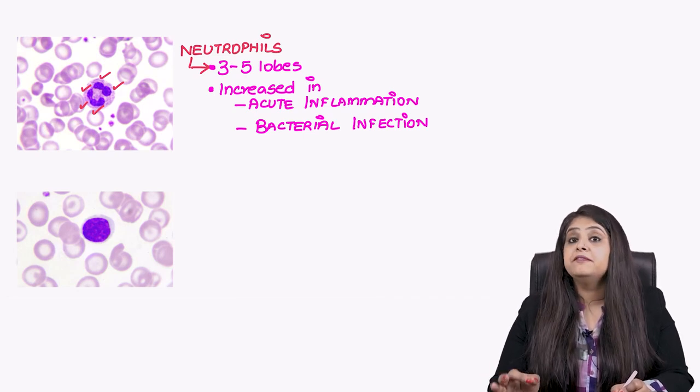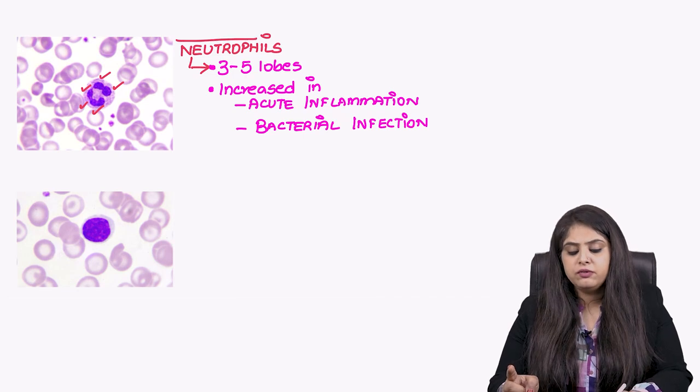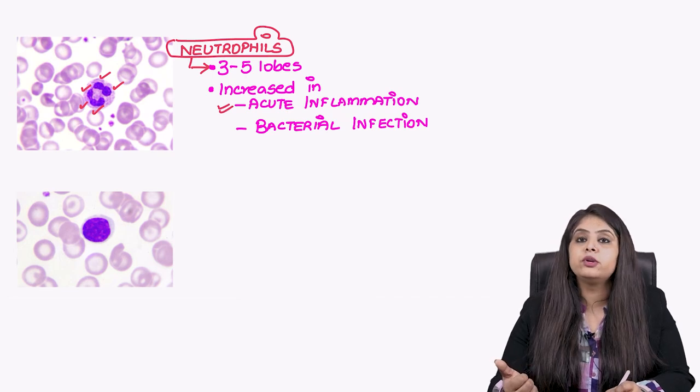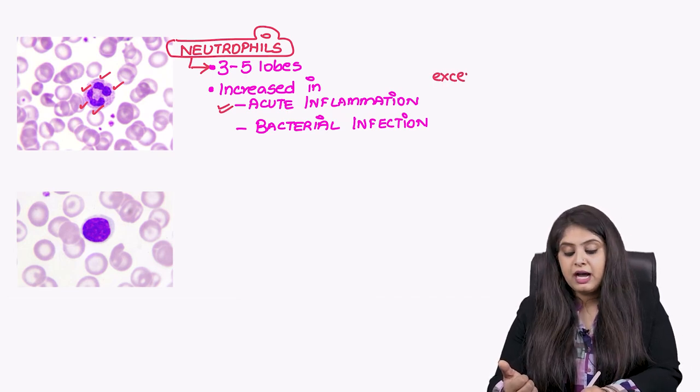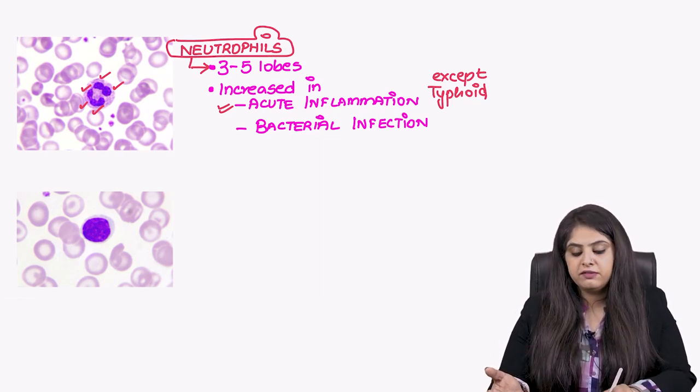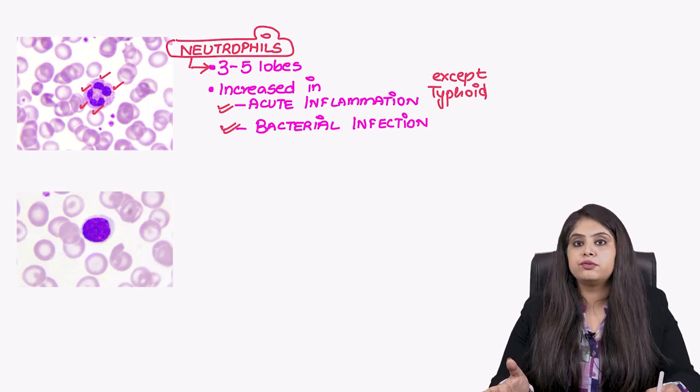Now please note, when did I tell you that the neutrophil count will be increased in the blood, what you call as neutrophilia? All acute inflammations are going to show you increase in neutrophils. However, I hope you remember the acute inflammation which does not show you increase in neutrophils is going to be typhoid. But otherwise, every bacterial infection, every acute inflammation that comes up your way will show you neutrophilia.